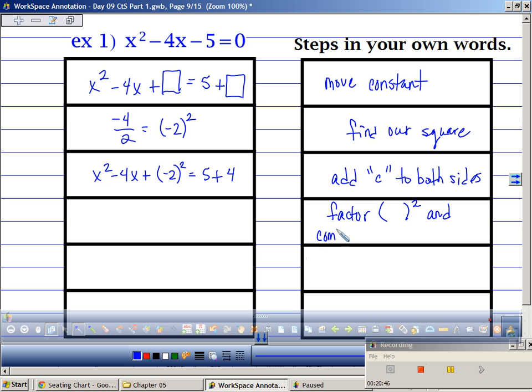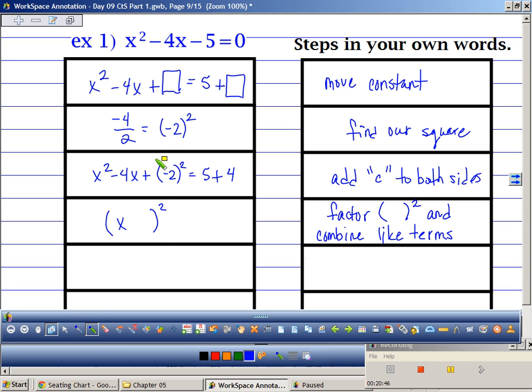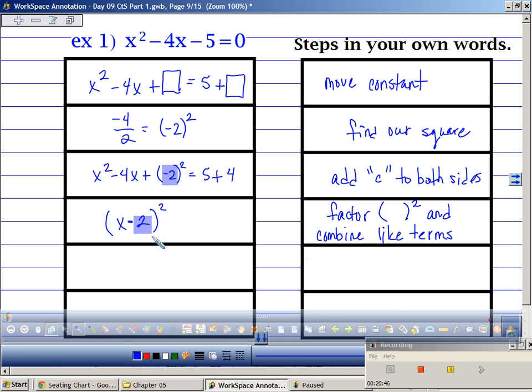And combine like terms. So when I do this whole factor, this answer right here goes right here. You guys see that? It's going to be negative 2, just like that. It's the square. I made a perfect square equals 9. Now what do I do?